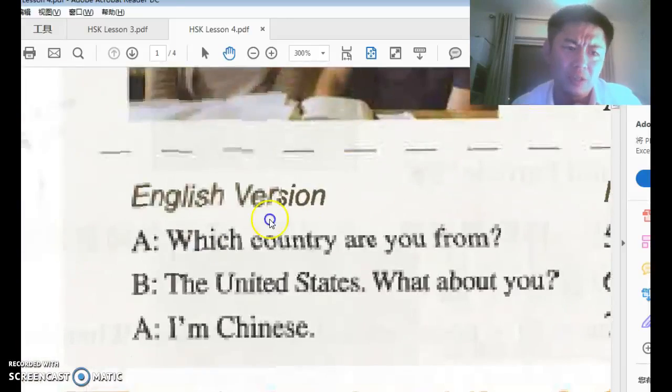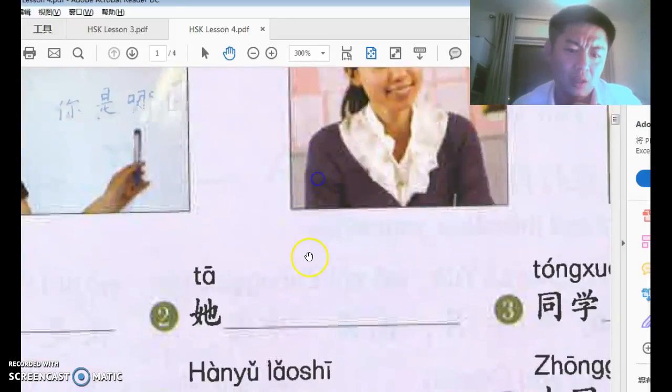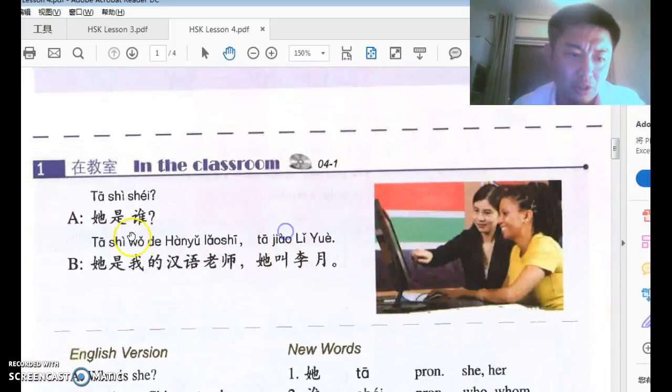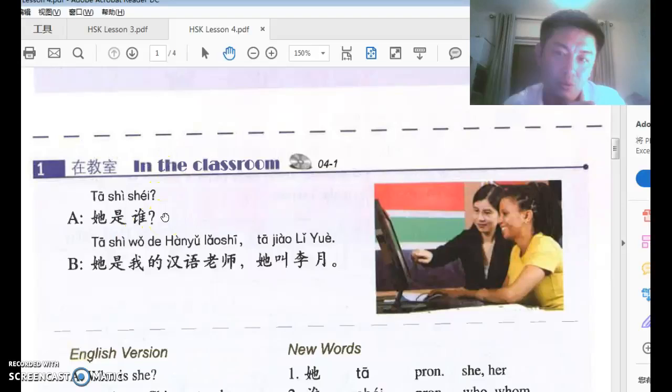In this sentence, 他是谁? Right? 谁 is here to replace the name 李月. 他是李月. So 李月 is gone, replaced by 谁. So 他是谁. That's the rule. The WH word, who or which or what, is there to replace the information you're demanding.